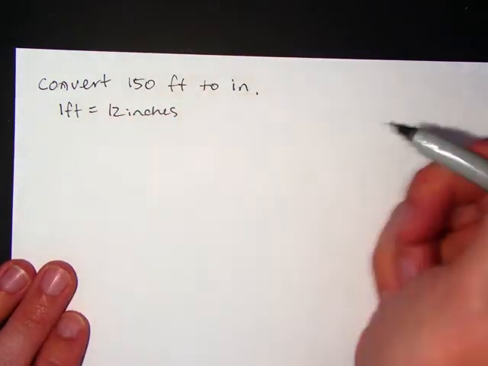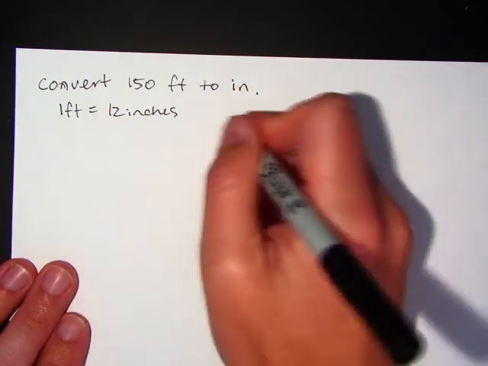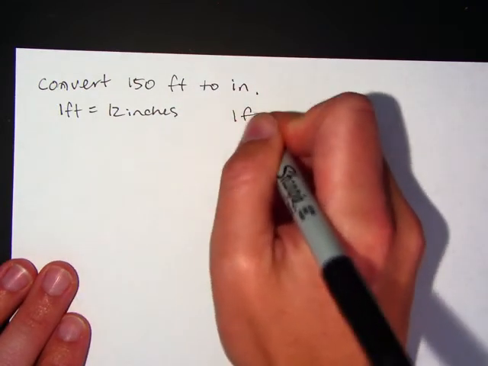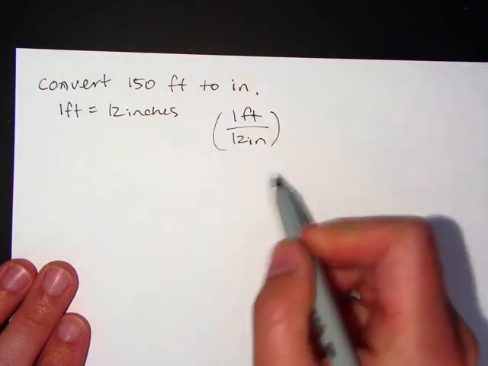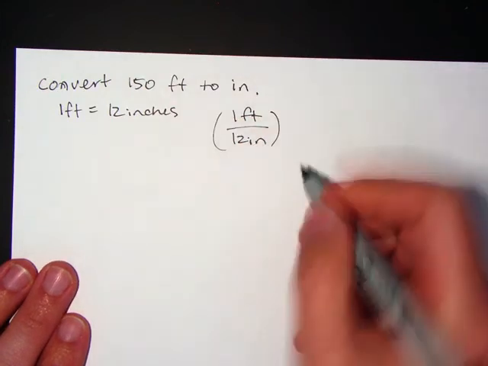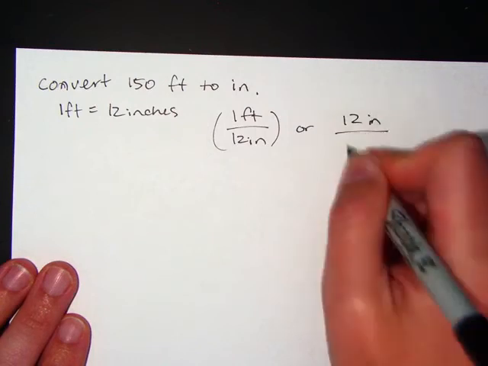So anyway, 1 foot is 12 inches. That's a conversion factor right there. You can arrange it one of two ways. You can arrange it as 1 foot over 12 inches. I usually put them in parentheses. Sometimes you'll see people put them in boxes. It's the same idea. Or it can be 12 inches over 1 foot.